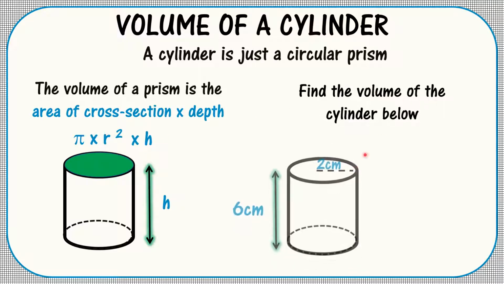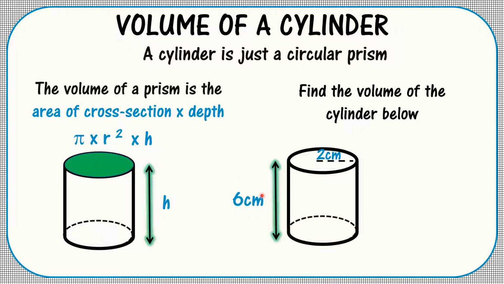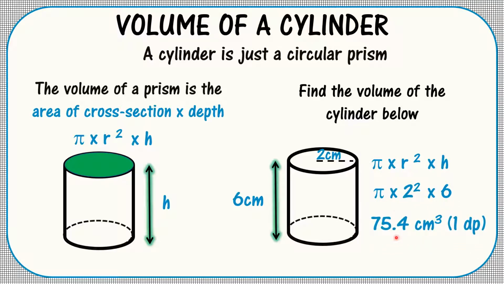So find the volume of the cylinder below. We have this height of 6 centimeters and we have a radius of 2 centimeters. What you would do is you would do pi times r squared times h. So you replace this r with the value of 2 and you replace the height with the value of 6. You'll put this into your calculator. So you write pi times 2 squared times 6. What you would get is a final answer of 75.4 centimeters cubed to one decimal place. What you should understand from one of the previous videos is that volume is measured in millimeters cubed, centimeters cubed, or meters cubed. So remember to use the correct units.